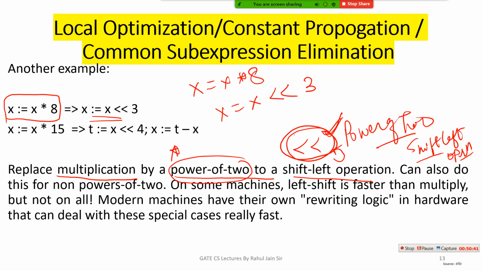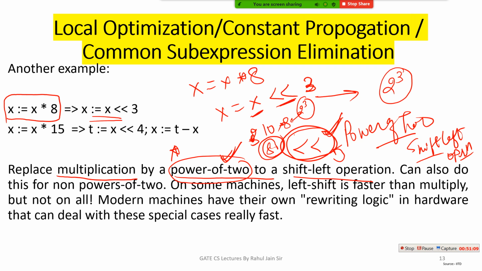Okay, so what will it do? It will simply multiply anything with 8, whatever x is. Suppose the value of x is 2, or 3, or 10. It will consider 2 to the power 3, which is 8, and 10 into 8 will give 80. So shift left is a power of 2, and whatever comes after the shift left, it will consider as 2 to the power 3. So we can replace the multiplication operator with that.